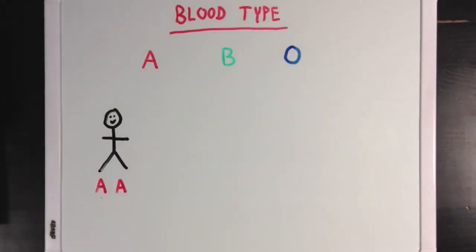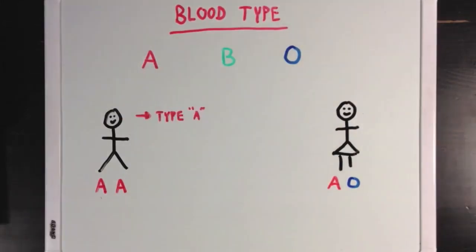And let's say we have this girl here who has one allele coding for A and another allele coding for blood type O. Now for the guy, if he has both alleles coding for blood type A, then it's pretty clear that when we check his actual blood type, it will be A. But for the girl, we're not so sure since she has one of each.